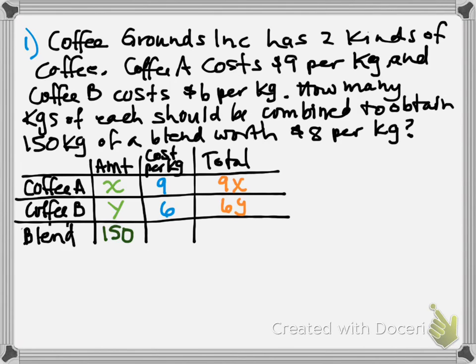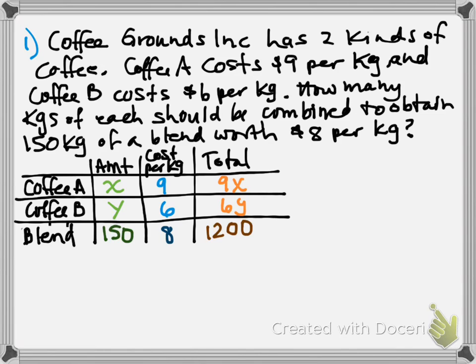Okay, it represents the cost of the blend. So actually, I can multiply those two and figure out what the total cost for the blend is. So let's see, I get 0, I get 40, I get this. So $1,200 for 150 kilograms at $8.